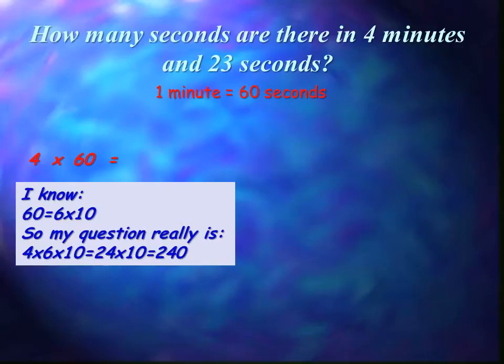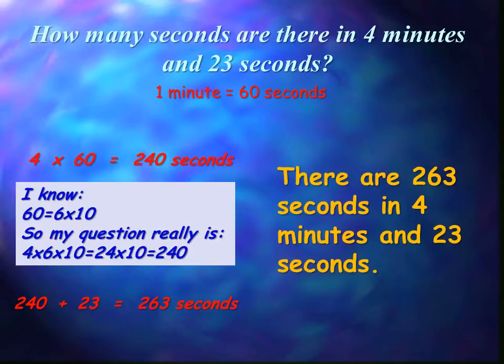And I know that 4 times 6 is 24. I also know that anything times 10 is that thing with a 0 at the end. So 24 times 10 is really 240. So 4 minutes times 60 seconds actually equals 240 seconds. But that's not the end of our question, because I have 240 seconds plus the 23 seconds that I had at the beginning, for a total of 263 seconds. So in fact, there are 263 seconds in 4 minutes and 23 seconds.